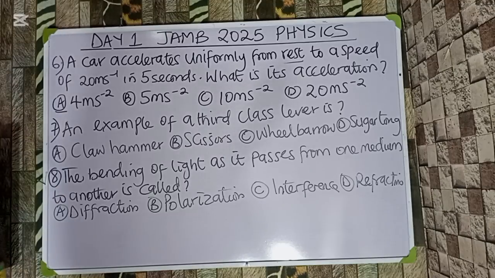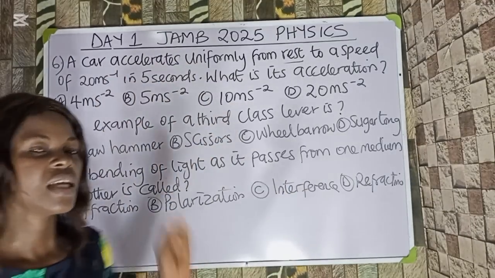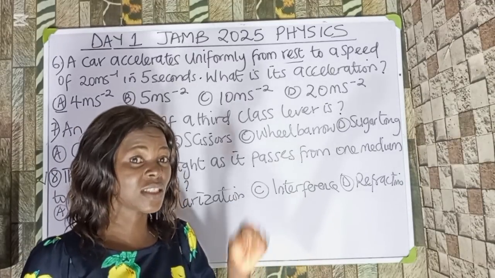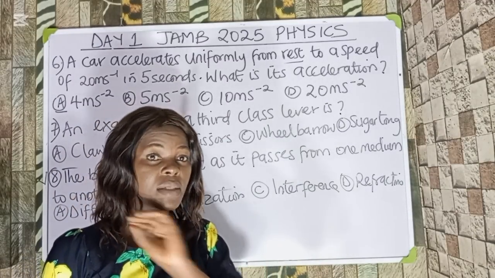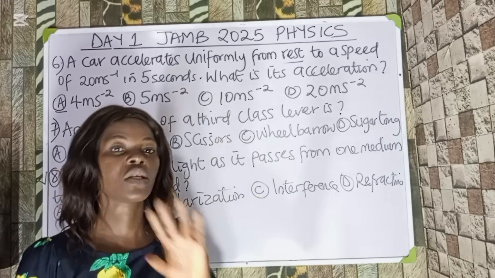Now one thing that will come to your mind is the question says the car accelerates uniformly from rest. That means it moves from rest, or starts from rest, or accelerates from rest. They all mean the same thing. What it means is that the initial velocity of this particular body is what? 0.